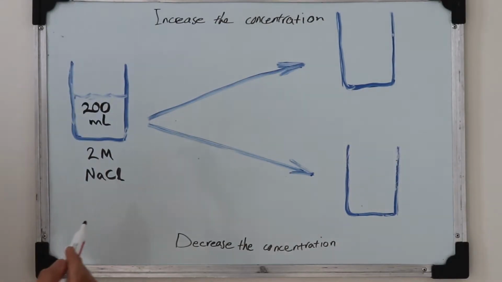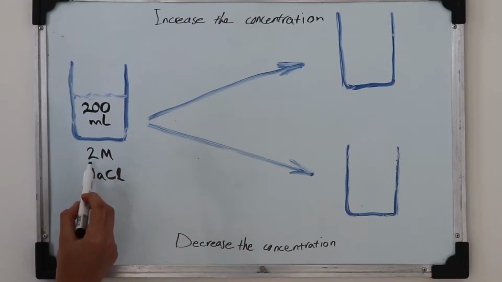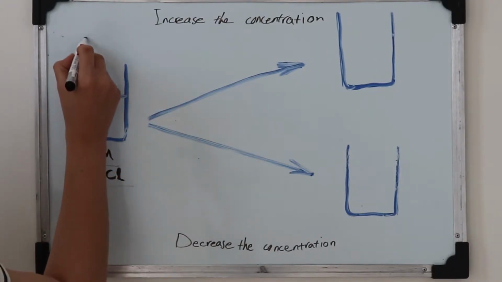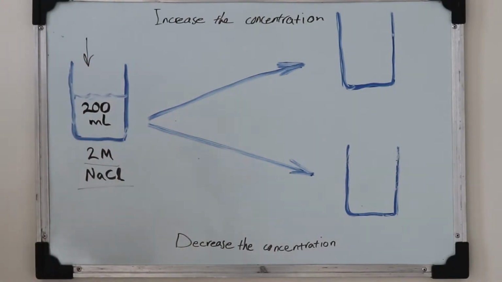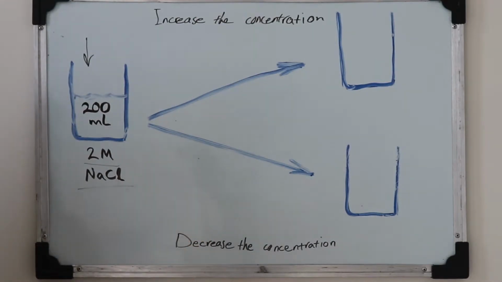Okay, let's say that we have 200 milliliter of a solution with a concentration of 2 M of sodium chloride. How can we decrease the concentration of the solution? Think about it. If we have a glass of salt water solution that is very salty, how can we decrease the salinity? Of course, we can add water, for example, to the solution. And if we do this, the solution will be less concentrated.